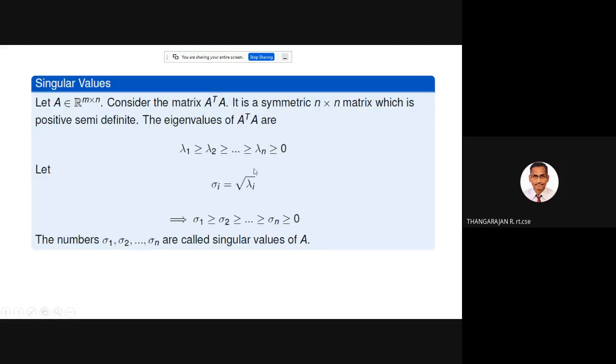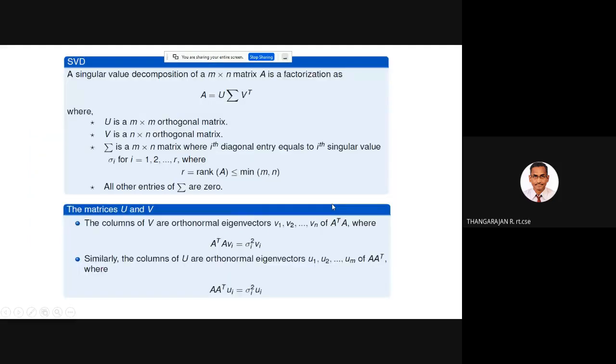Okay, so these are the singular values. The lambdas are the eigenvalues which are in the diagonal. You take the root of the diagonal, and what you get is the singular value. They are called singular values. Now, this is what I was talking about: U sigma V transpose. U is an M cross M matrix, V is an N cross N matrix, and sigma is an M cross N matrix.